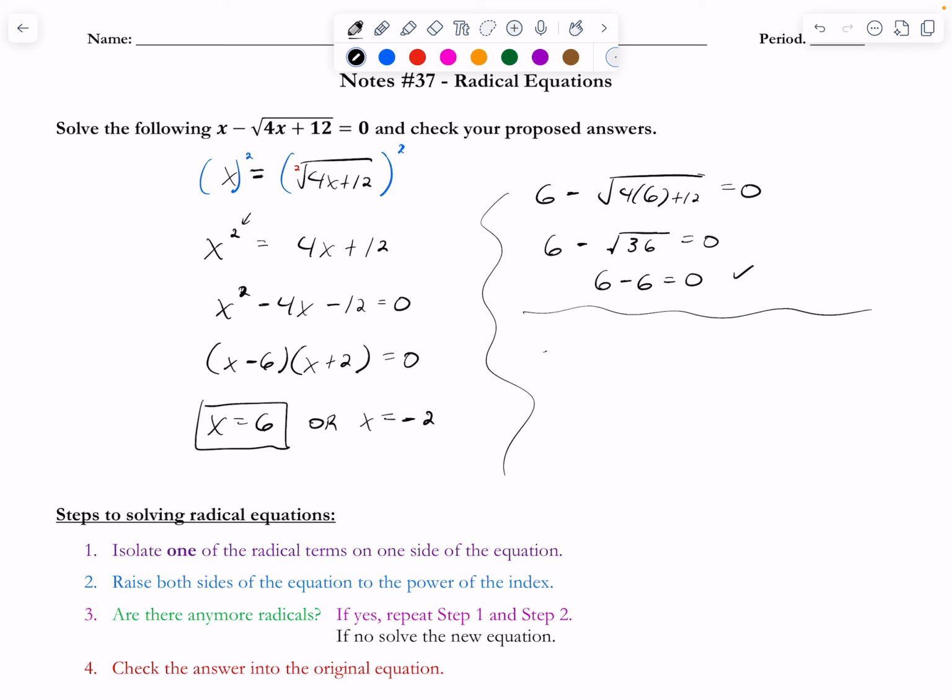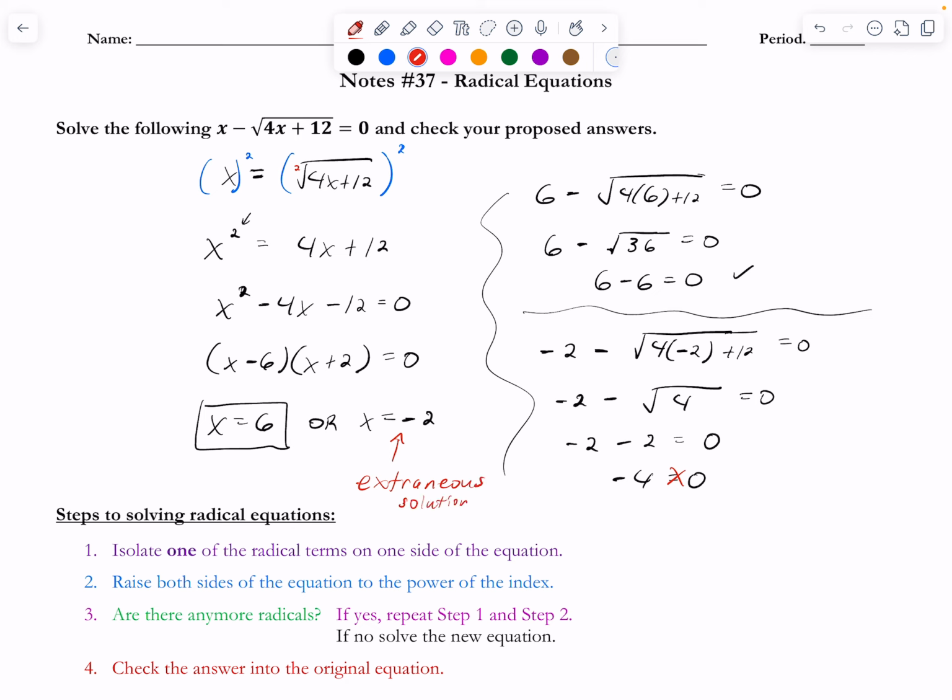Let's check negative 2. Negative 2 minus the square root of 4 times negative 2 plus 12 equals 0. So negative 2 minus, that will be negative 8 plus 12, which is 4. So negative 2 minus the square root of 4, which is 2, equal to 0. Now, unfortunately, negative 2 minus 2 is actually negative 4, which is not true. So this doesn't work. This is our extraneous solution.